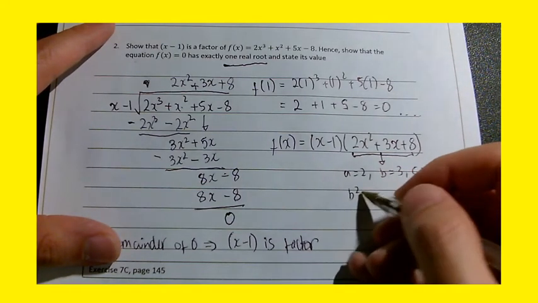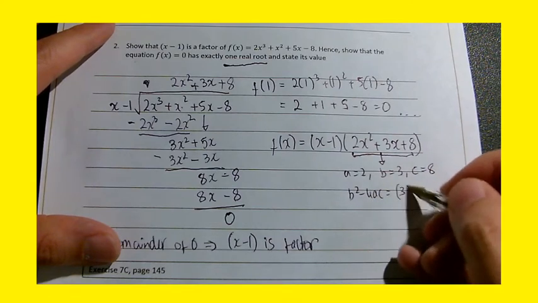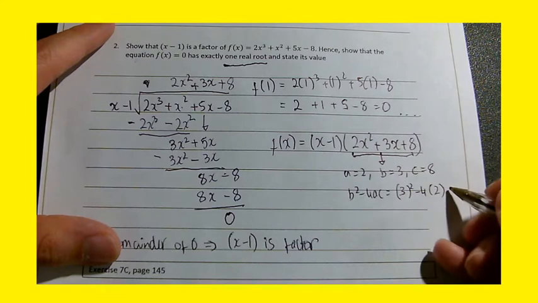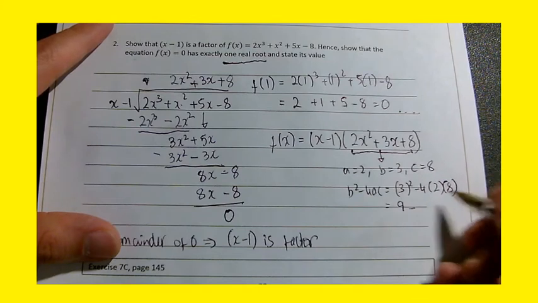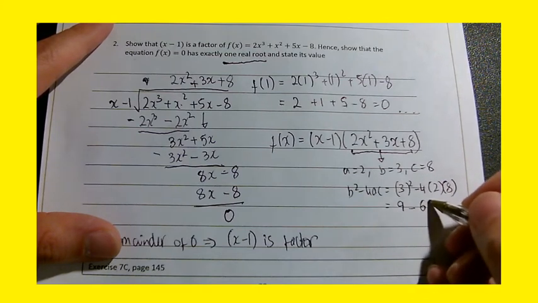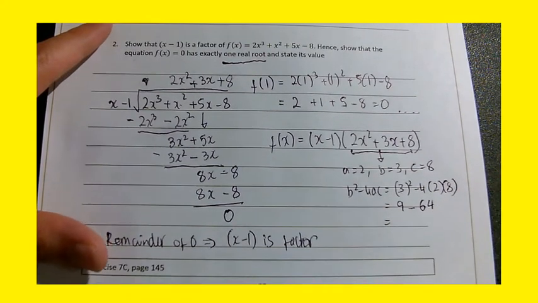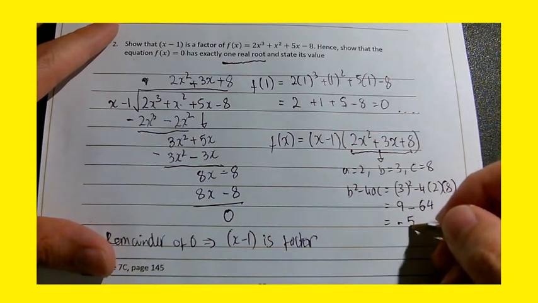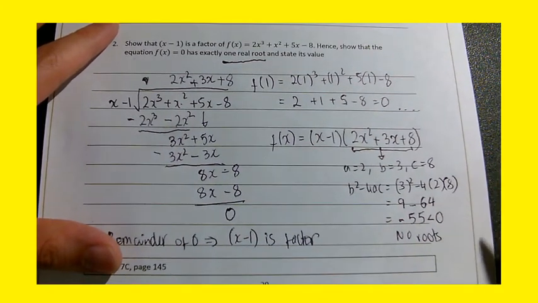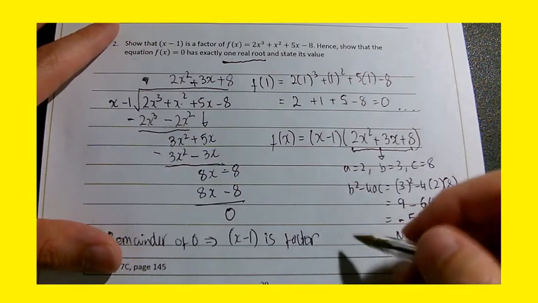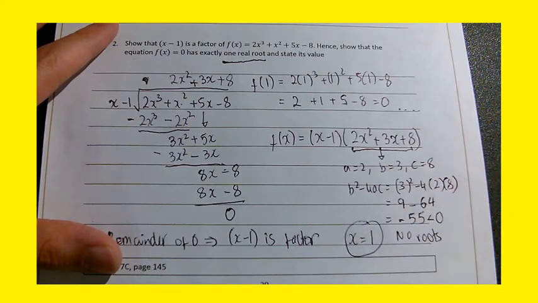okay, so b squared minus 4ac, so 3 squared minus 4 times 2 times 8, 9 minus 64. Okay, and when you work that through, you should get minus 55, which shows clearly that there's no roots for the quadratic. So the only solution that we're left with, the only real root that we have, is x equals 1. That is the only real root that we have.